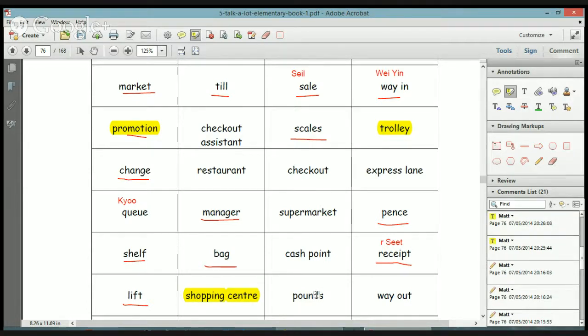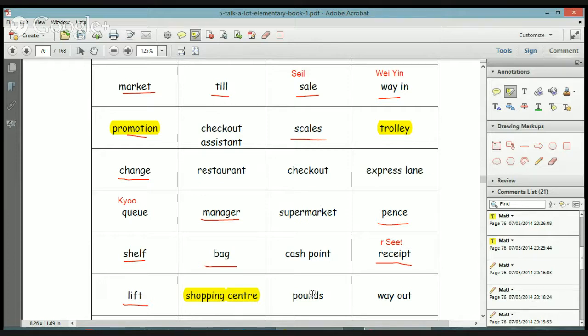Of course, if you get the wrong stress, then you pronounce the wrong vowel sound, and then it all goes wrong. And the person listening will ask you, sorry, what did you say?